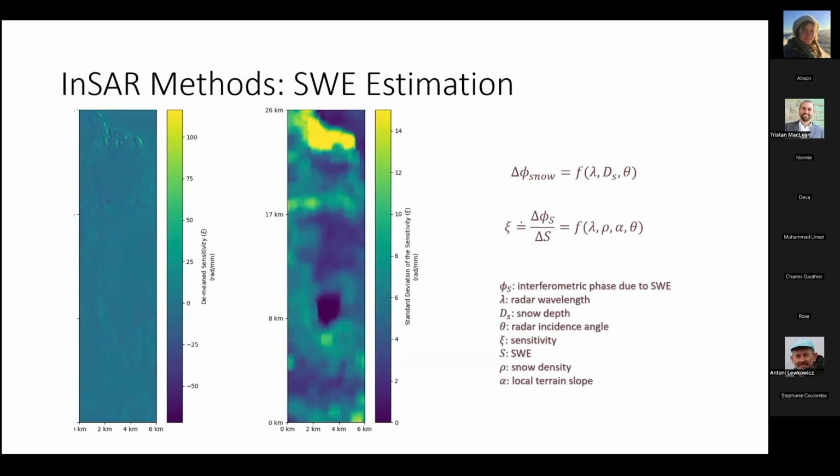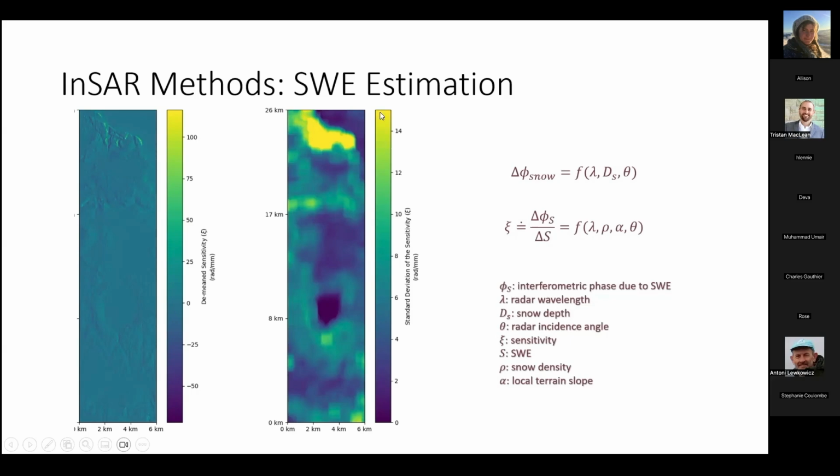And so moving on to the SWE estimation. On the left here, I have a sensitivity map. And so the sensitivity is basically the change in phase with respect to the change in SWE. And so it varies over the topography of the scene. And so what I've done, because the SWE estimation I'm using is a topographic method, it relies on topographic variability in the terrain. So I've taken just a 2D standard deviation to derive this quality map in the middle here.